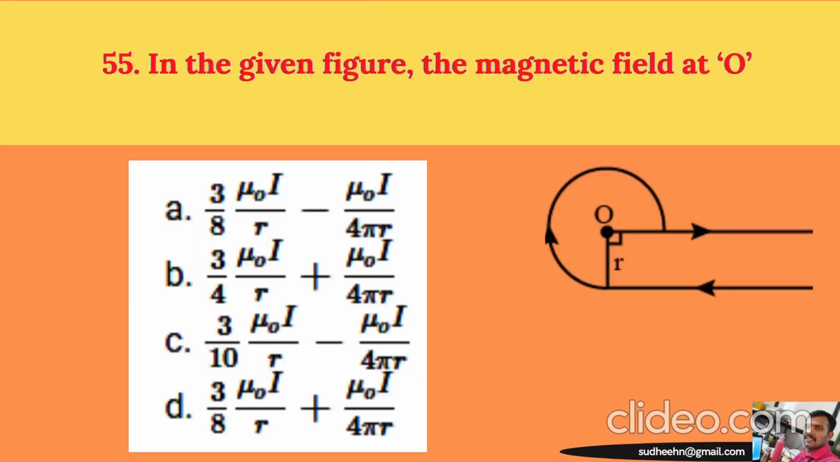Next, question number 55. In the given figure, the magnetic field at O is given with 4 different options. Option A: 3/8 μ0I/R − μ0I/4πR. Option B: 3/4 μ0I/R + μ0I/4πR. Option C: 3/10 μ0I/R − μ0I/4πR.